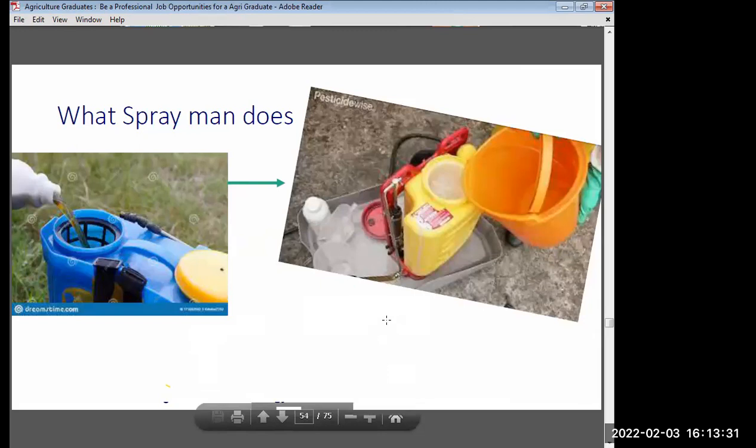Then you have to mix the pesticide in a bucket only, with the appropriate dose. But the spray man usually mixes the chemical in the tank itself. It is wrong. Actually, the spray men in our villages just pour the pesticide into the tank and add water. It is wrong.